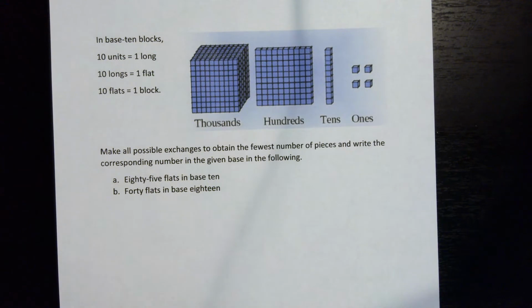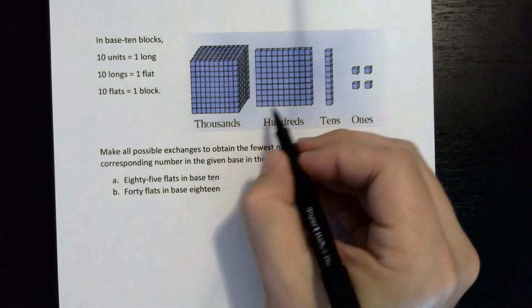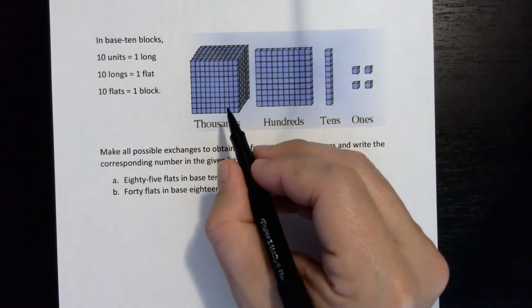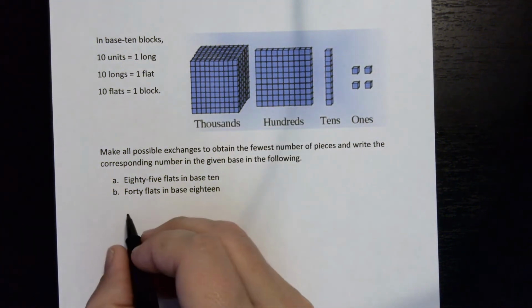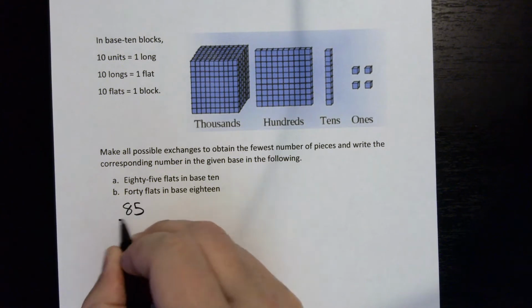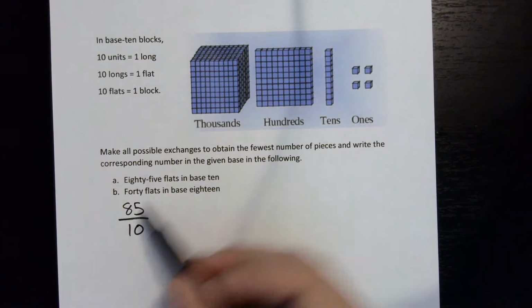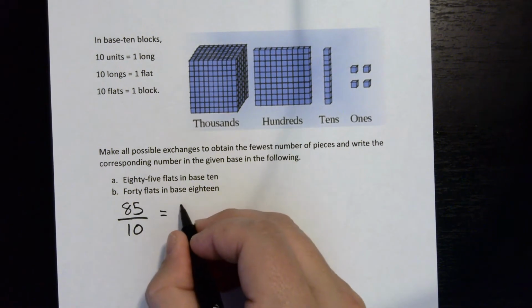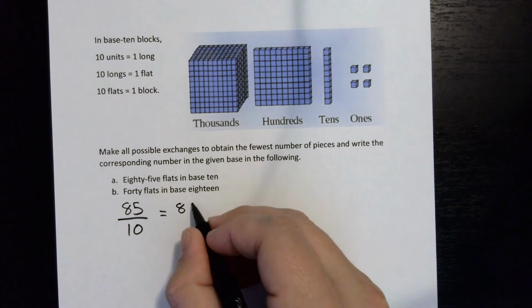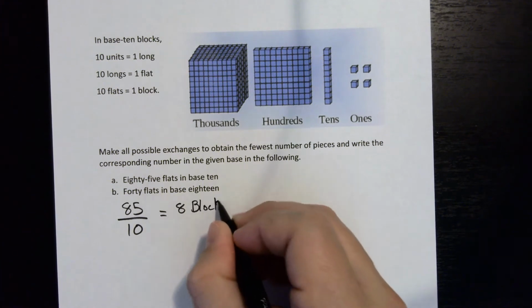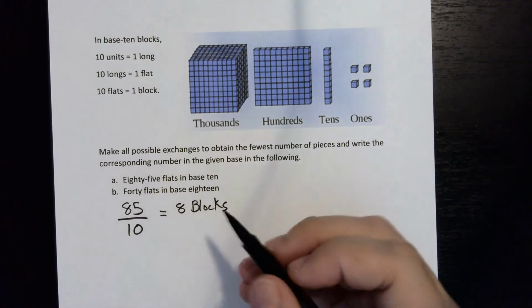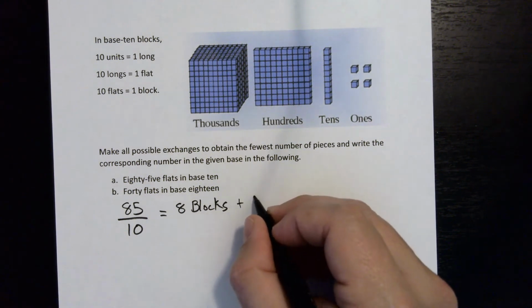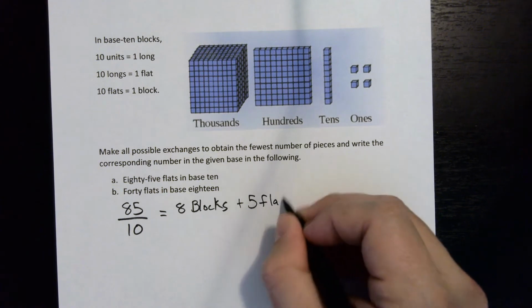So for the first problem, we have 85 flats. We say, okay, well, it takes 10 of those to make a block. Okay, so every 10 of the flats make a block. So we're going to take that 85 and divide it by 10, because for every 10 of these flats, I get a block. So that's going to go in 8 times. So that's 8 blocks. Okay, but it's going to have some left over because it's 85, so that's going to have 5 left over, so plus 5 flats.